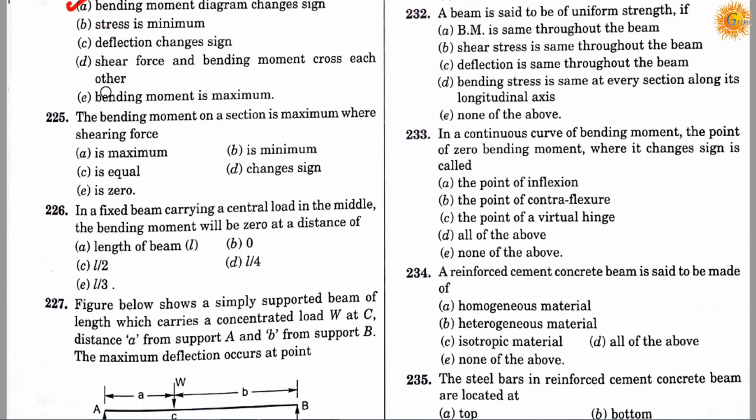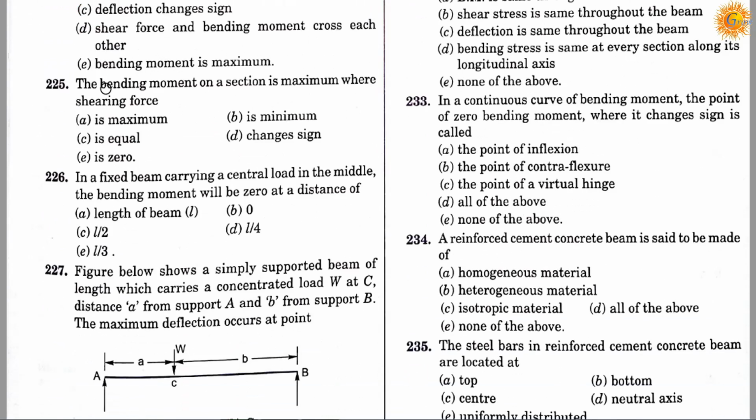Question number 225. The bending moment on a section is maximum where shearing force is, option A is maximum, option B is minimum, option C is equal, option D is changes sign, and option E is 0. Correct answer is E. It will be 0.